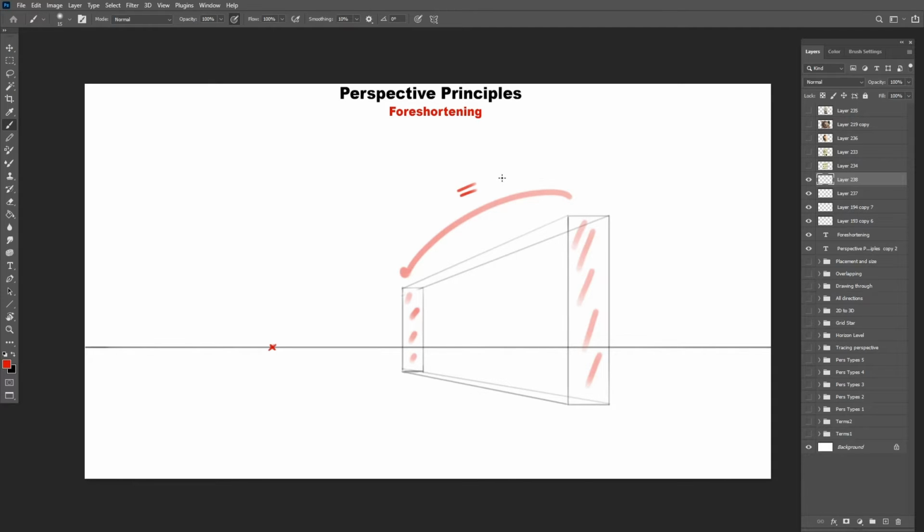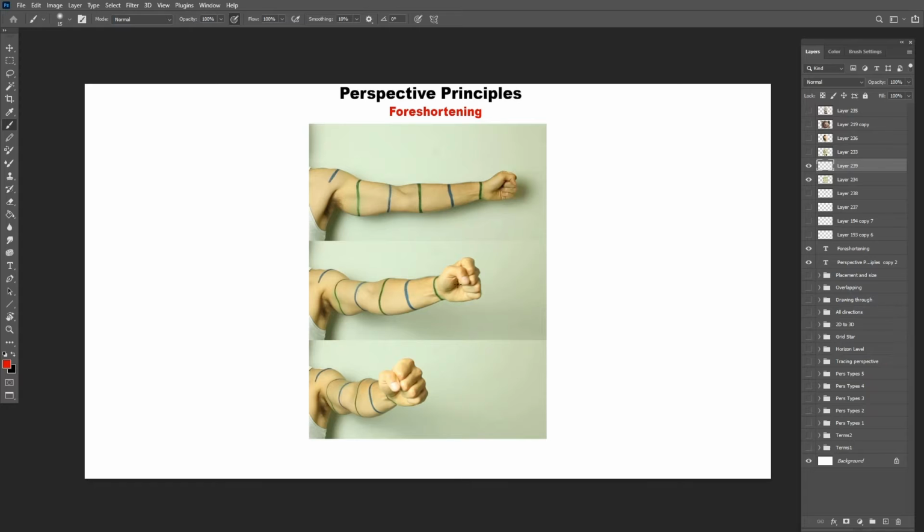For instance, consider this arm. When it's stretched sideways, you can observe how each segment of the arm appears in the exact size relative to the other parts. However, as this arm moves toward us at a different angle, things begin to appear shorter, such as the distance from the elbow to the shoulder, which is now much smaller. Simultaneously, the contour lines around it become smaller.